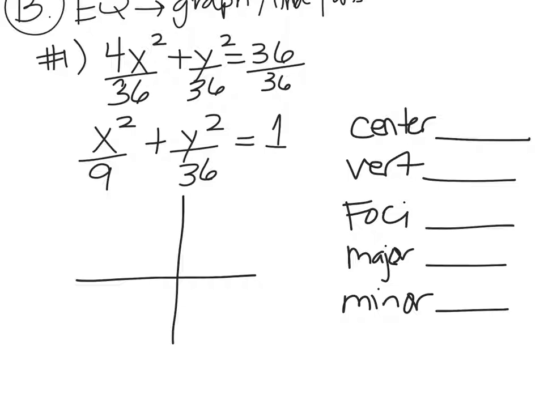Center. Center is going to be for this one. There's no H or K, so that would be 0, 0. So the center is at the origin, or you could write 0, 0. So everything's going to come from 0, 0, okay? Making it easy on you.